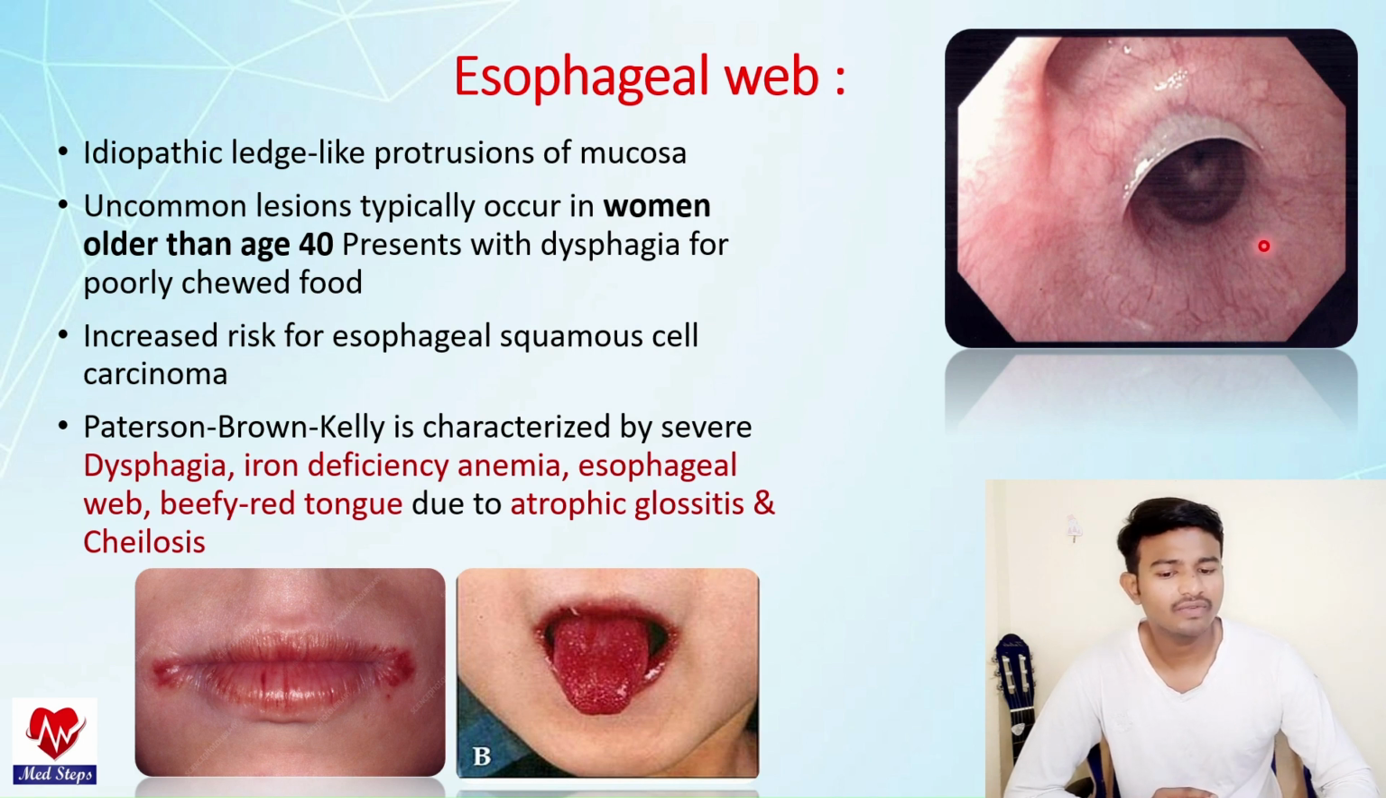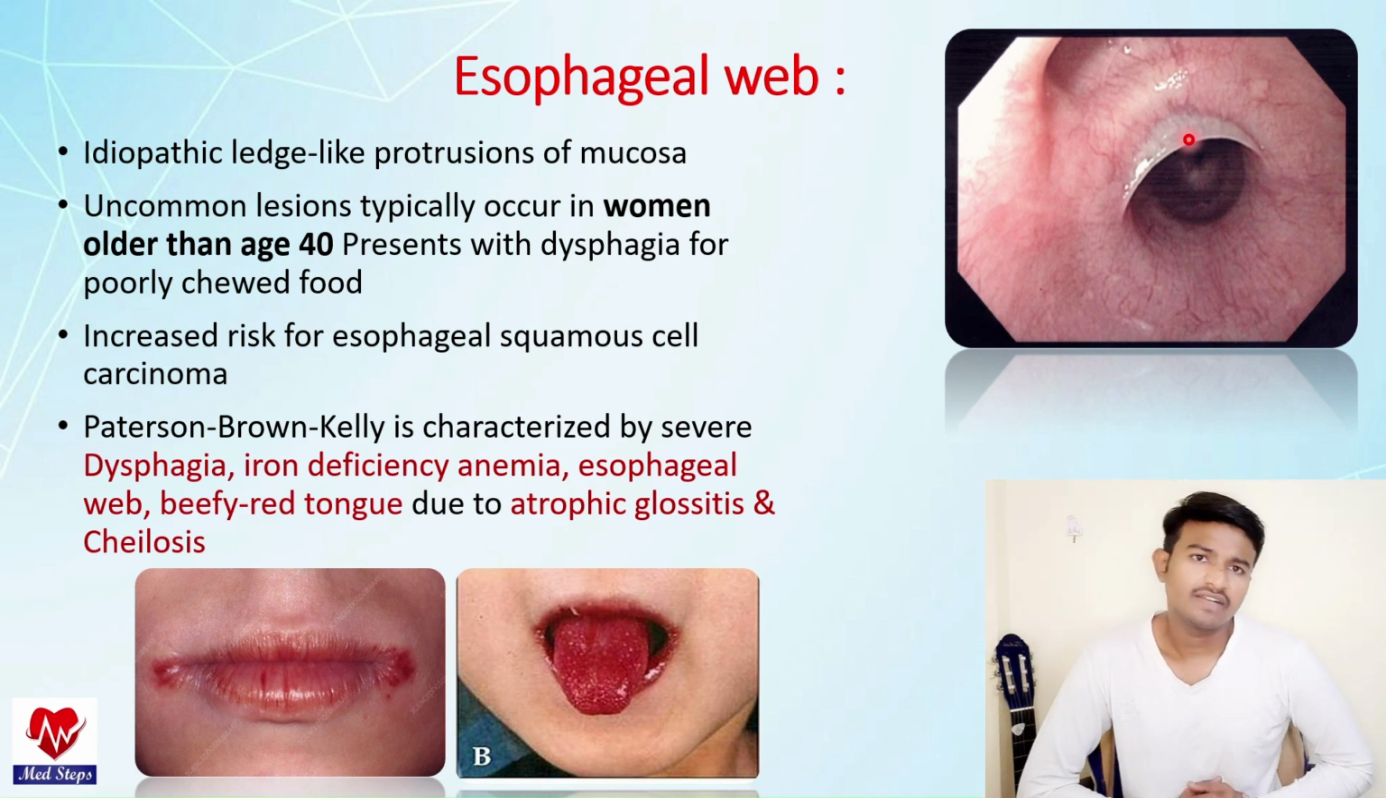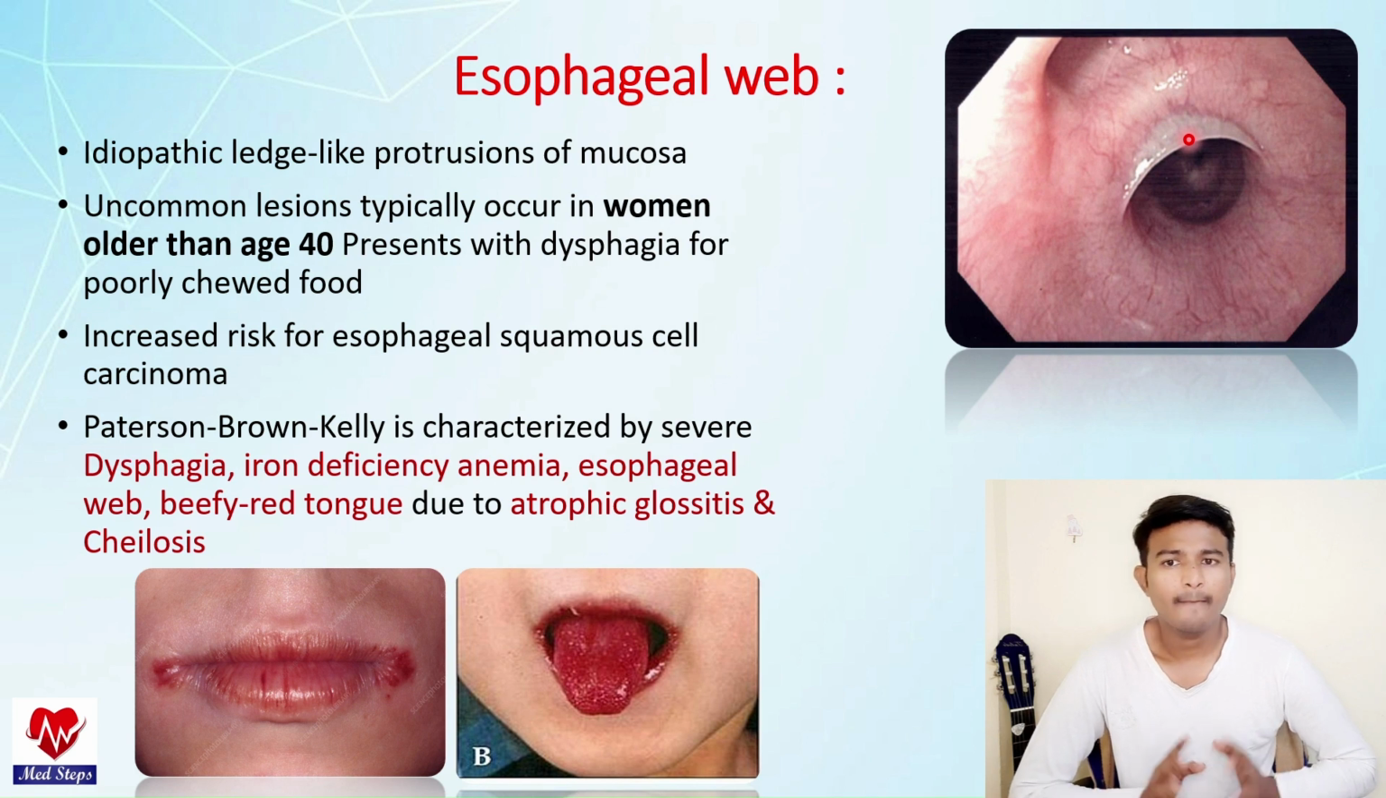In this disorder, you will observe dysphagia and poorly chewed food. If any person eats poorly chewed food, then what will happen? In this area, the food will be stuck, because the food is not going down. That's why the patient feels difficulty in swallowing. In esophageal web, you can observe that it can later develop squamous cell carcinoma. What are the clinical features we will see in esophageal web?